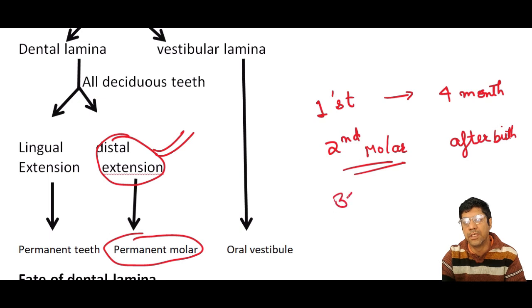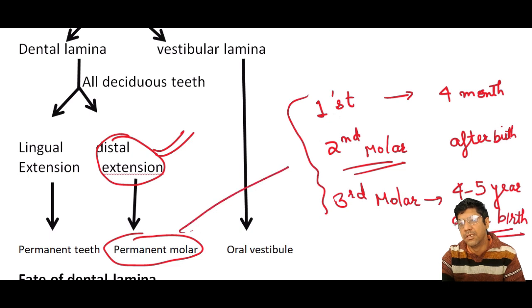The third molar, that is the wisdom tooth, starts its formation around the 4th to 5th year after birth. So the distal proliferation of the dental lamina plays an important role in determining where the germs of these permanent molars will be situated, particularly in the ramus of the mandible and the tuberosity of the maxilla.